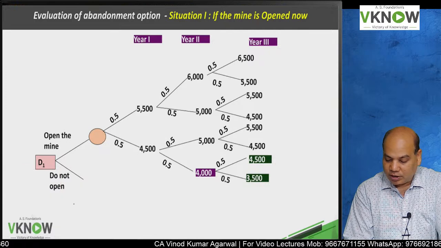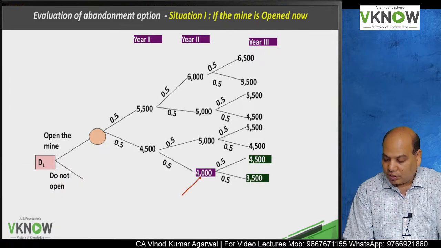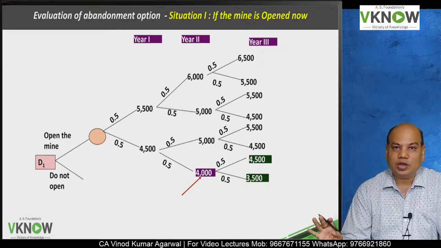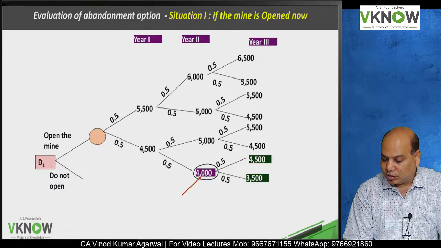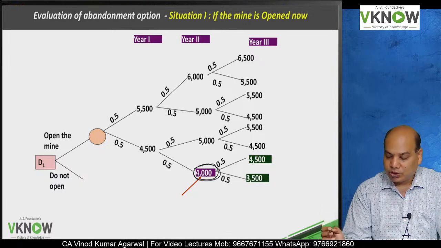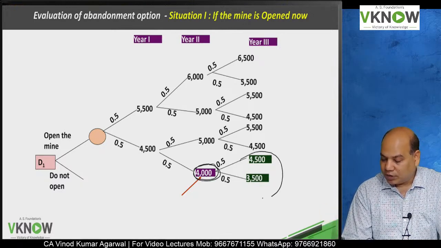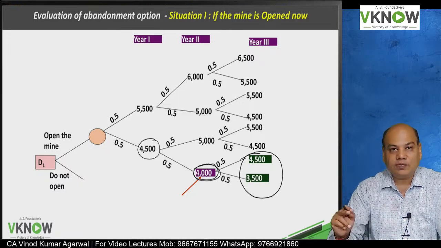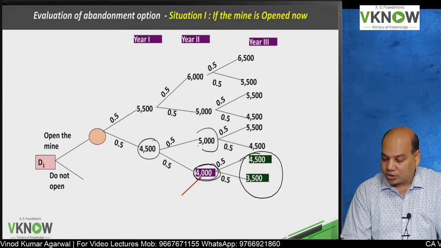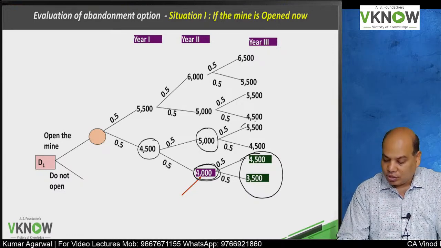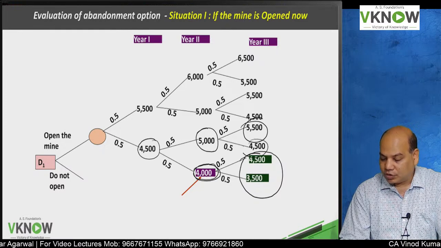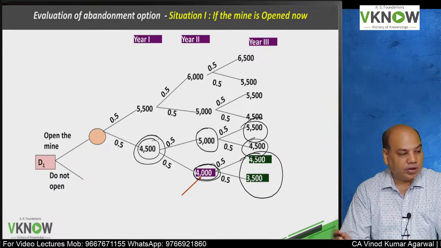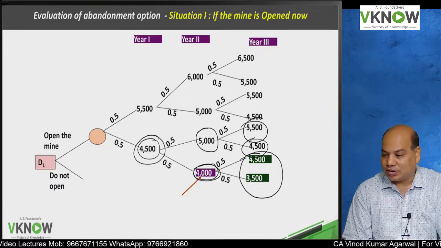So I would abandon at this point, so that the future losses can be fully avoided. After continuing, if I get 4,000 in year 2 and if I continue, I am definitely going to suffer the loss. But if I abandon here, I am not definitely going to suffer the loss because there is a possibility of getting 5,000 or 5,500, 4,500. But once you abandon the mine at this point, it is an irreversible decision.